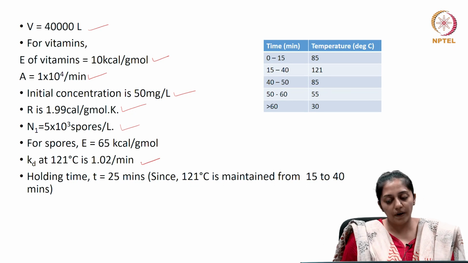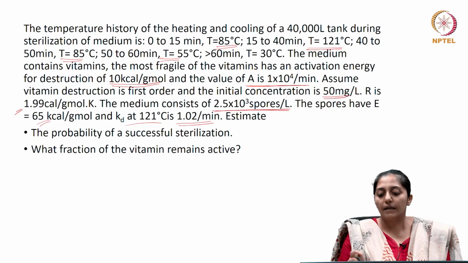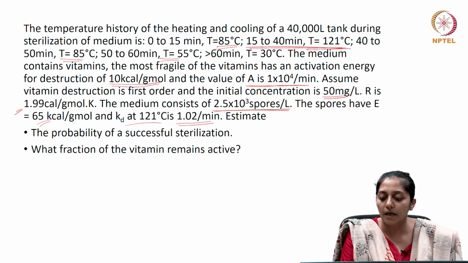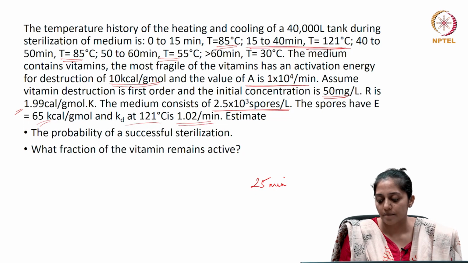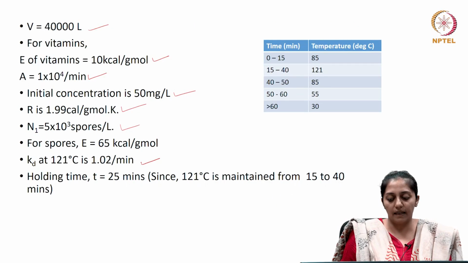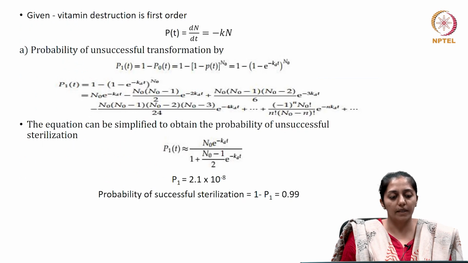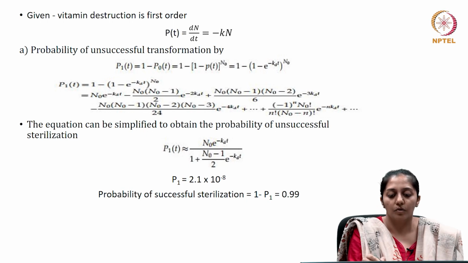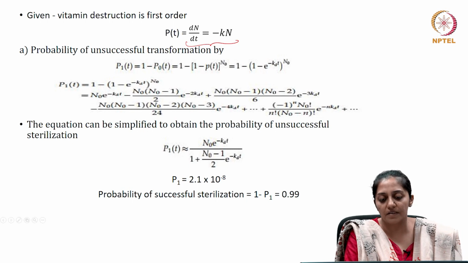Now if you see the profile of temperature at 121, which is the holding temperature generally for sterilizations, the time is between 15 to 40 minutes, which is 25 minutes. So for 25 minutes the temperature is being maintained at 121 degrees C, which is generally the sterilization temperature. So we will take that as the holding time. Now vitamin destruction is of the first order, so dN by dt is equal to minus Kn.